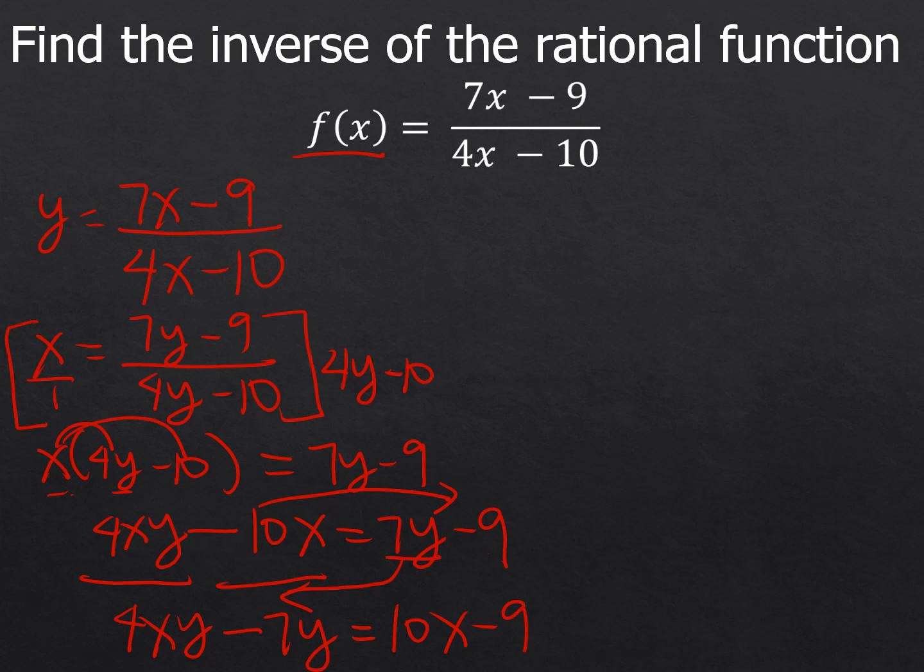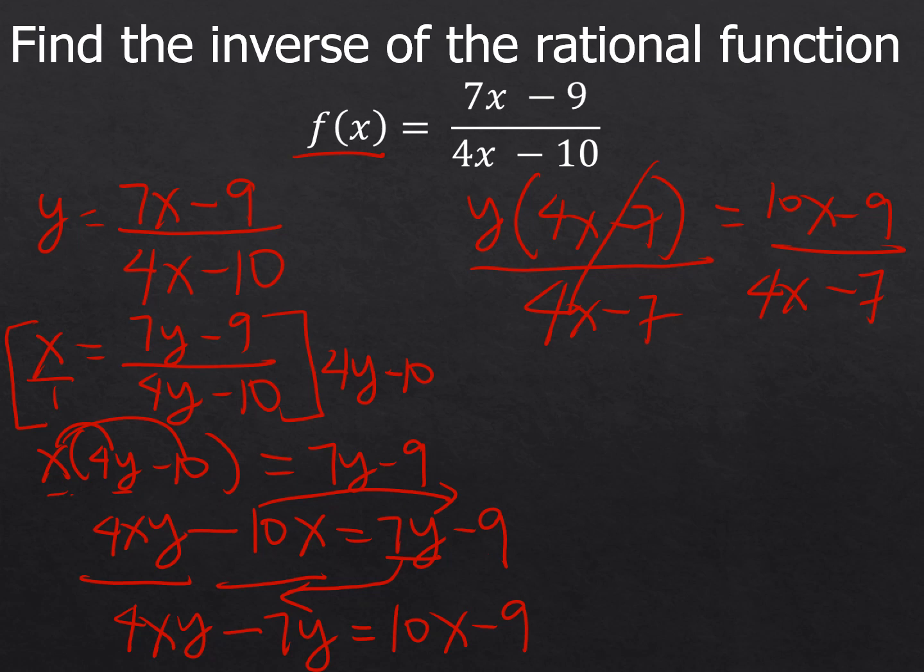Now, we need to factor 4xy minus 7y. So we take out the y, it will become y, quantity 4x minus 7 is equal to 10x minus 9. After that, since we need to get the value of y, and it has a factor beside it, which is the quantity 4x minus 7, therefore, we need to divide both sides by 4x minus 7. After that, we're going to cancel 4x minus 7. Therefore, it will become y equals 10x minus 9 over 4x minus 7.